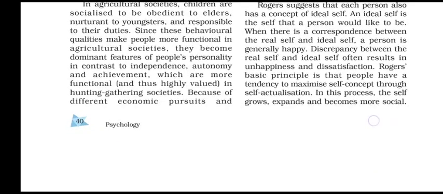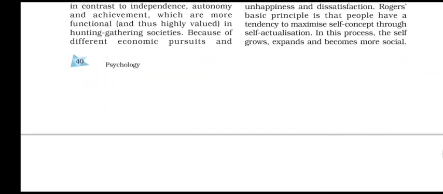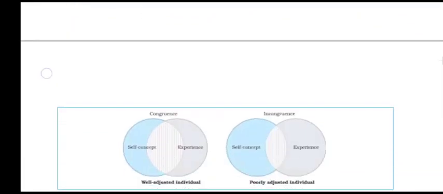When there is correspondence between the real self and ideal self, a person is generally happy. Discrepancy between the real self and ideal self often results in unhappiness and dissatisfaction. Rogers' basic principle is that people have a tendency to maximize self-concept through self-actualization. In this process, the self grows, expands, and becomes more social.